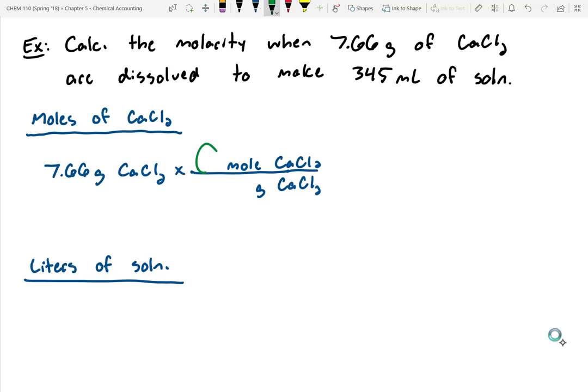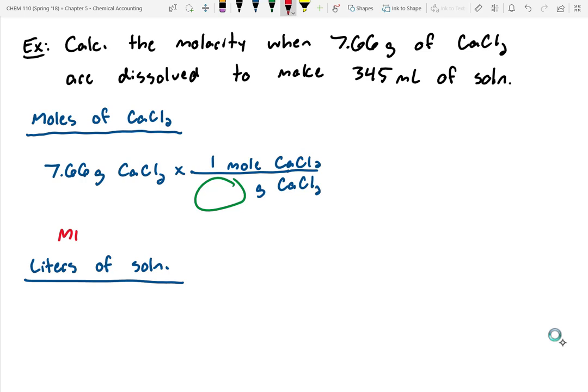Now the question is, which number goes on the top and which number goes on the bottom? Does anybody remember how to do this? So we know 1 mole is probably going to go on the top. How do we figure out how many grams there are in 1 mole? By adding up the mass of the individual atoms.